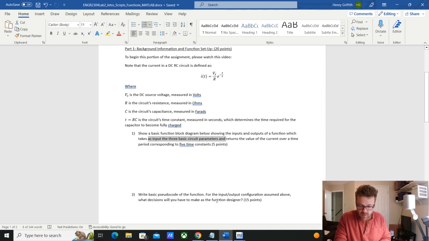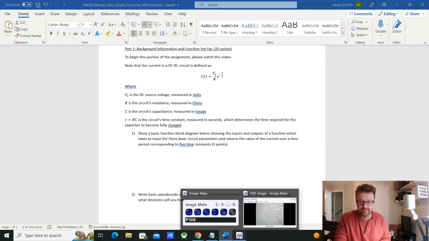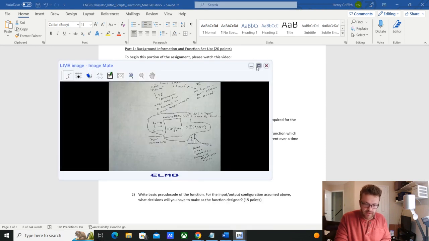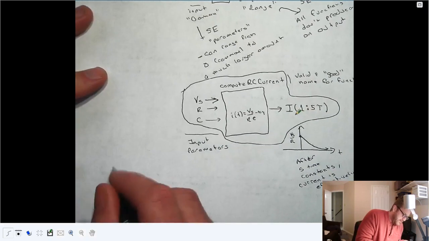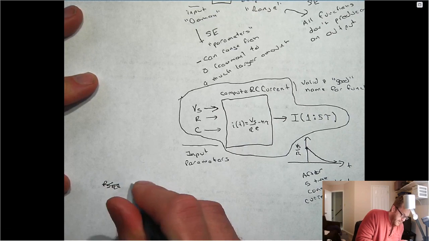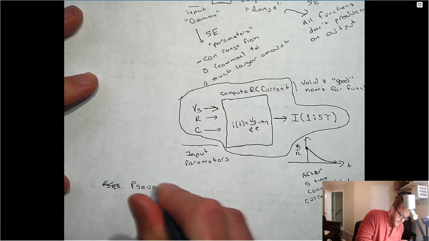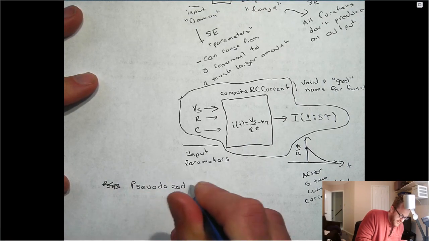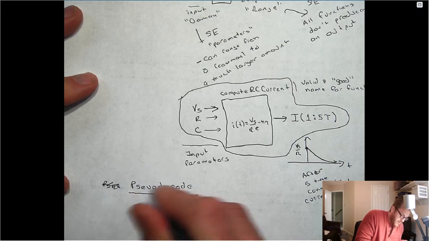So 2, write basic pseudocode of the function for the input-output configuration assumed above. What decisions will you have to make as the function designer? So what do I mean by pseudocode? So you can kind of think of it like this. Hopefully everyone has seen this word before. If you haven't, you get a new word today. So pseudocode.